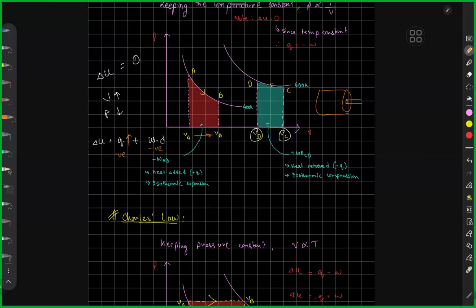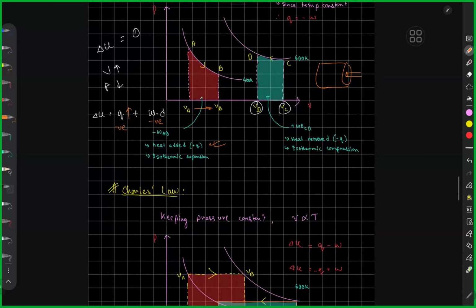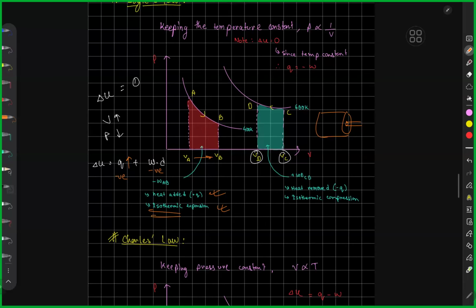So this is how I concluded that in this entire process from VA to VB, heat must have been added to the system. Why? Because it's an isothermal expansion. Isothermal expansion, learn this word, means the temperature is constant. In an isothermal expansion, my volume is increasing, work done is negative, heat supplied should be positive. That's it. But sir, if heat is applied or removed, won't there be a change in temperature?